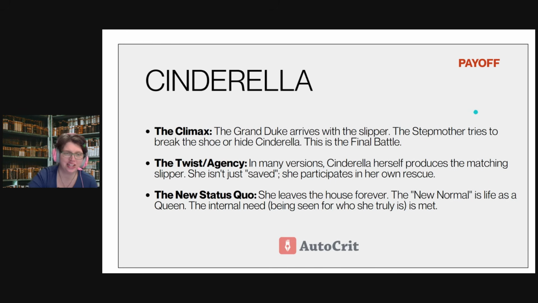Let's look. So in our climax, the Grand Duke arrives with the slipper. The stepmother tries to break the shoe and hide Cinderella, but this is that final battle. And Cinderella shows her agency in a twist. This is in many versions of Cinderella. There are many of them, but in one of them, she shows her agency by producing the matching slipper herself. And she isn't just saved, she is participating in her own rescue.